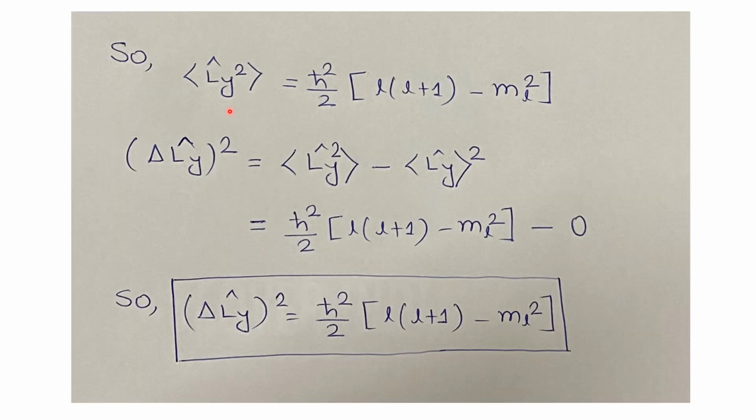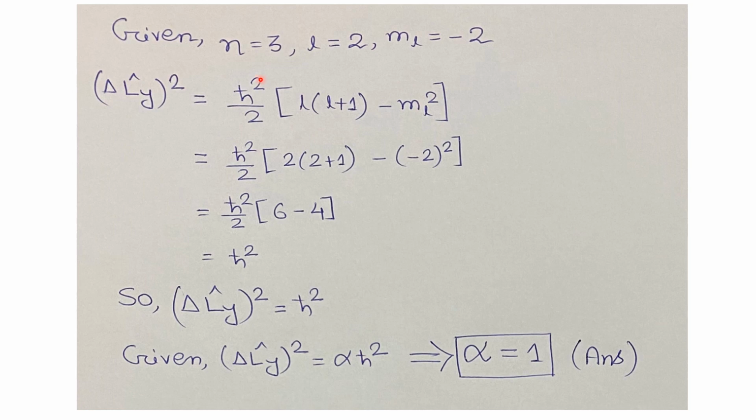So the expectation value of Ly squared equals h cut squared by 2 times (L into L plus 1 minus ml squared). The quantity delta Ly cap whole squared is the expectation value of Ly squared minus the expectation value of Ly whole squared. The expectation value of Ly is 0, so the surviving term is the expectation value of Ly squared. So our delta Ly cap whole squared is h cut squared by 2 times (L into L plus 1 minus ml squared). This is the expression for a general state |L, ml⟩.